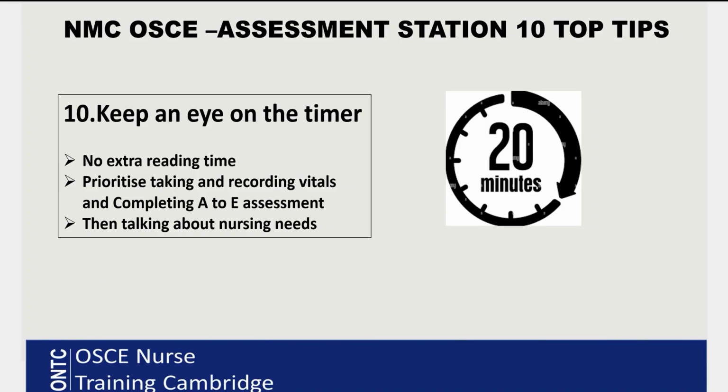Number 10 is, obviously, you know this one, keep an eye on the timer. You know it's a 20-minute station. You have a lot to do in 20 minutes. You've got to do vitals, you've got to plot, you've got to do A to E assessment, you've got to talk about the nursing need and holistic assessment. So it's a lot to do. So how do you prioritize?